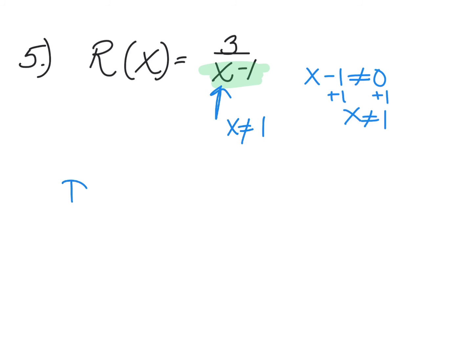So when I write my domain for this one, it's going to be negative infinity up to 1, but 1's not included. It gets really close to 1 on either side. So that's how I would write that.